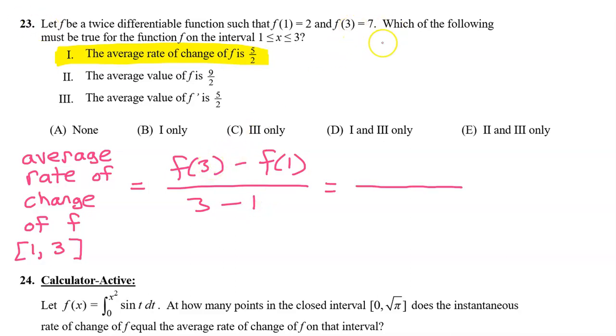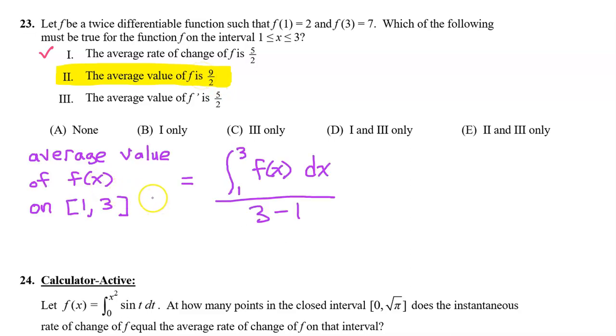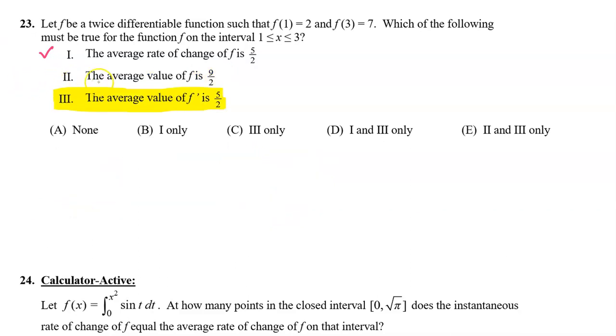We are given that f at 3 is 7 and f at 1 is 2. So we have 7 minus 2 over 3 minus 1. That's 5/2. So that first statement is true. Now let's see if the average value of f is indeed 9/2. Here's the formula for the average value of f of x on the closed interval from 1 to 3. And I don't think we have any way of calculating the integral of f of x from 1 to 3. We're going to leave statement number 2 unchecked.